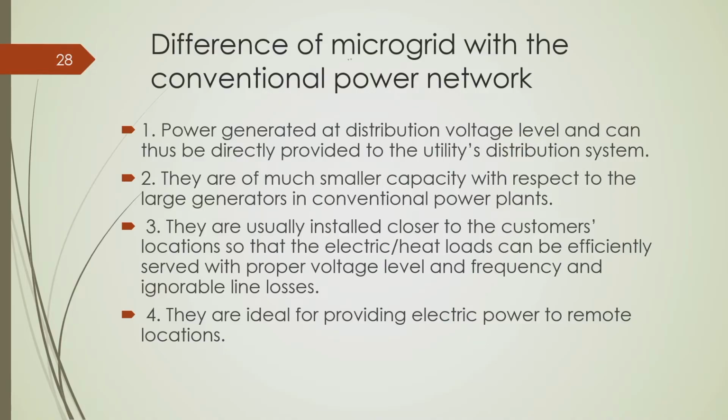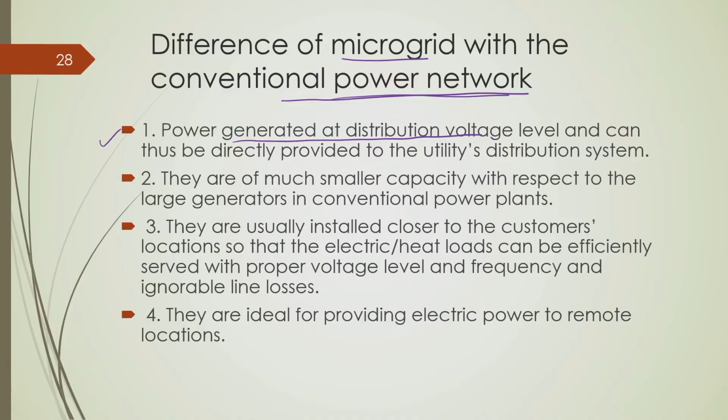Okay. Now, what is the difference between microgrid and a conventional power network or conventional distribution network? First of all, power is generated at distribution voltage level. You have seen in the conventional power network, the generation voltage level is something different, then the transmission voltage level is something different, then we have sub transmission voltage level, then distribution voltage level, and in distribution voltage level we have primary distribution voltage level, and finally utilization voltage level, that is the secondary distribution network voltage level.